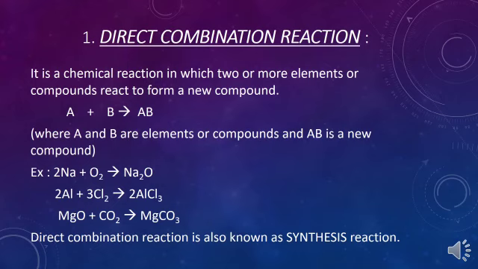Some examples are sodium plus oxygen gives sodium oxide. Aluminium plus chlorine gives aluminium chloride. Magnesium oxide plus carbon dioxide gives magnesium carbonate. These are the examples of direct combination reaction because these reactions are in the form of A plus B gives rise to AB. Direct combination reaction is also called synthesis reaction.